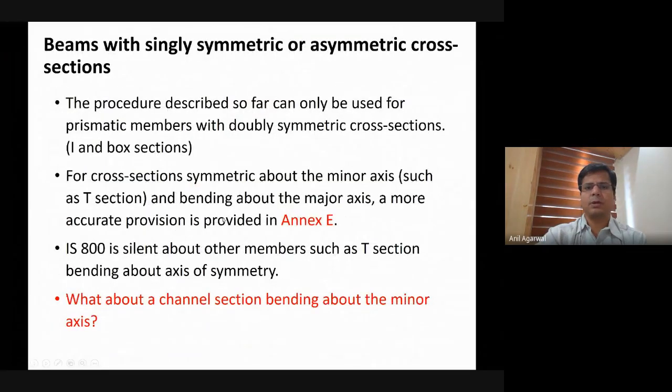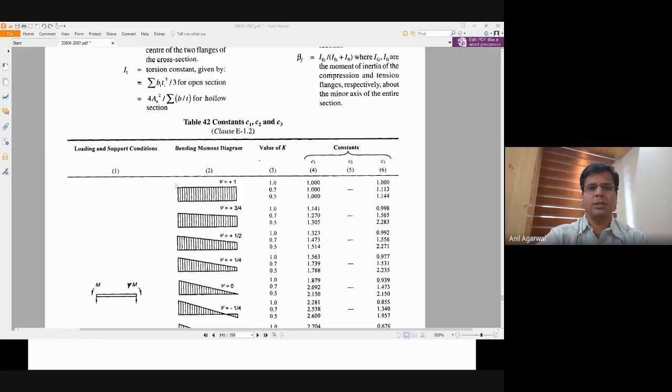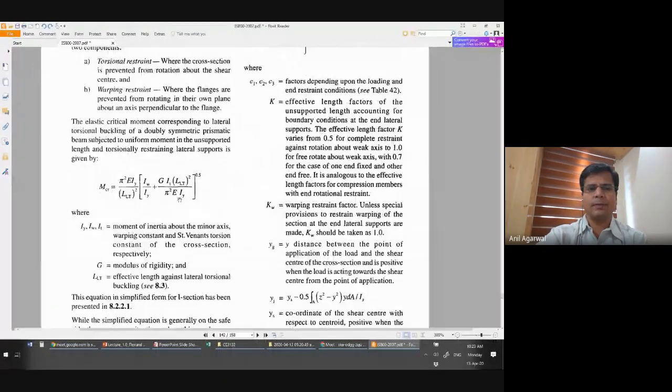Also, you may remember the expression for M critical was derived only for doubly symmetric cross sections, right? So what happens if the beam is singly symmetric or asymmetric? Then again, the same annexure E gives you another set of formulae.